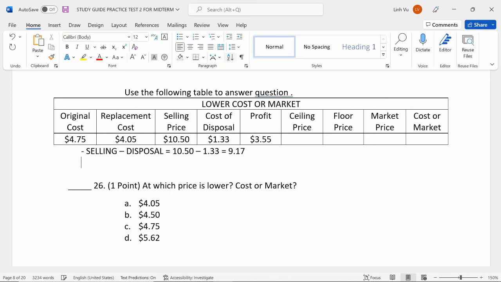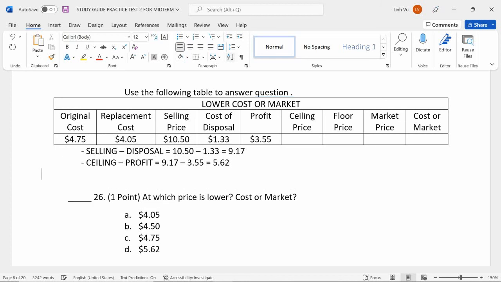Then your floor price is going to be your ceiling price minus your profit. So that should be your $9.17 minus $3.55. And that should give you a total of $5.62. Okay? Then you're going to compare, right?